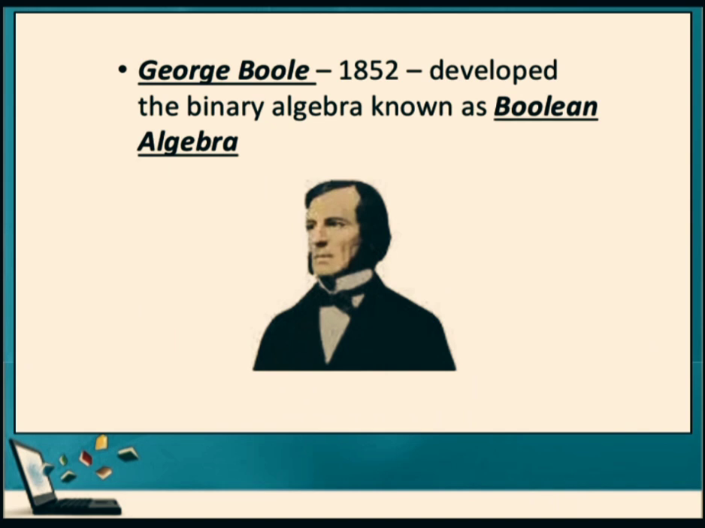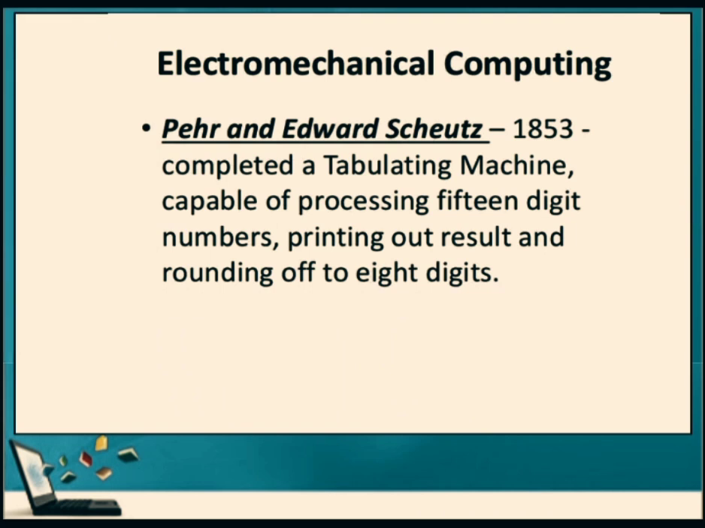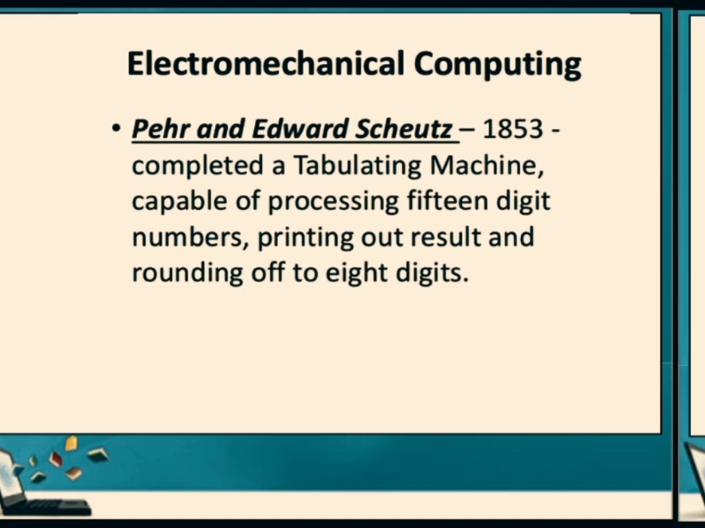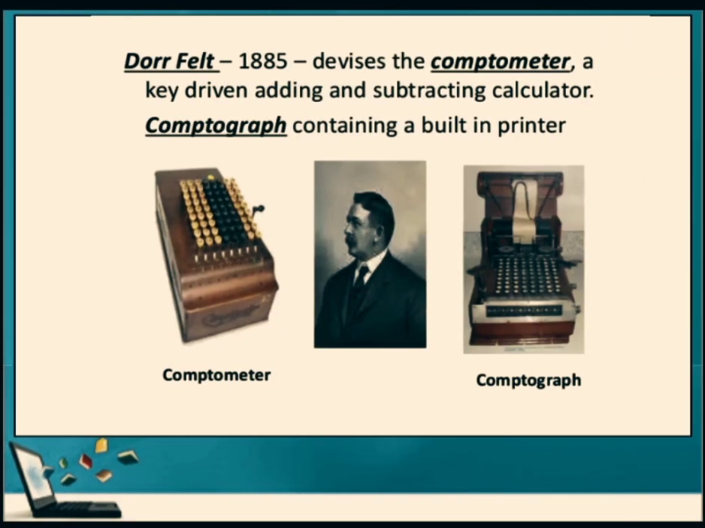The last one was binary algebra, known as Boolean algebra. In 1852, George Boole developed binary algebra. Pierre and Edward, in 1853, completed a tabulating machine printing out results rounded off to 8 digits. Dorr Felt, in 1885, Comptometer, a key-driven adding and subtracting calculator. Comptograph, containing a built-in printer.